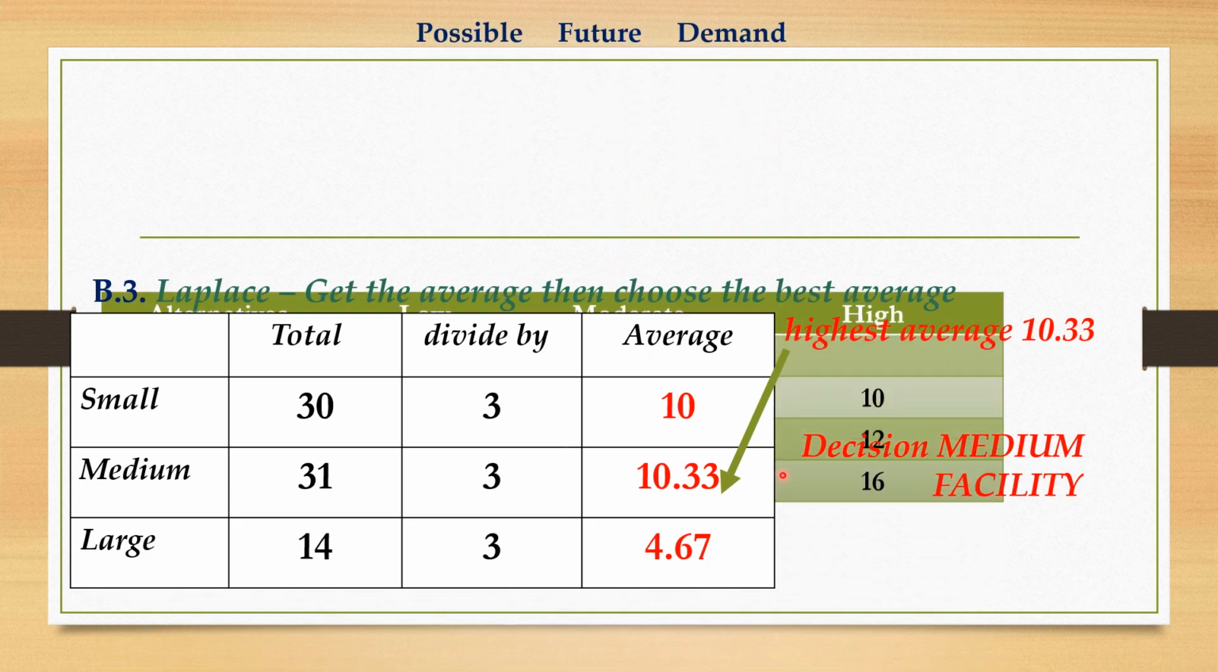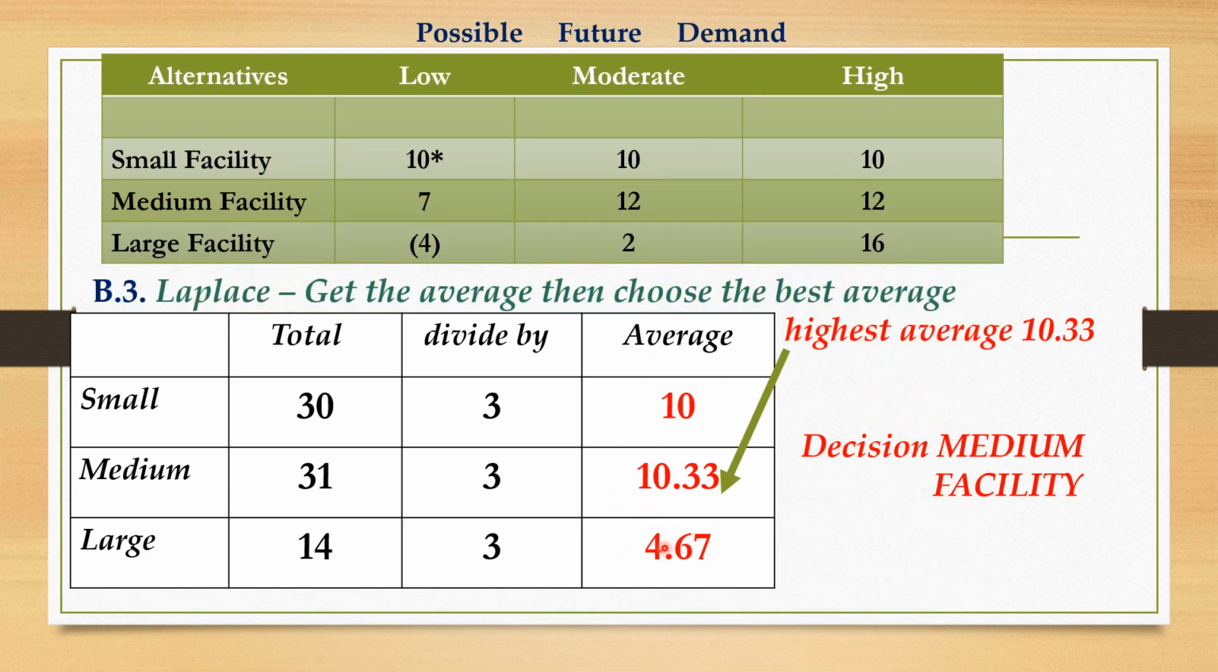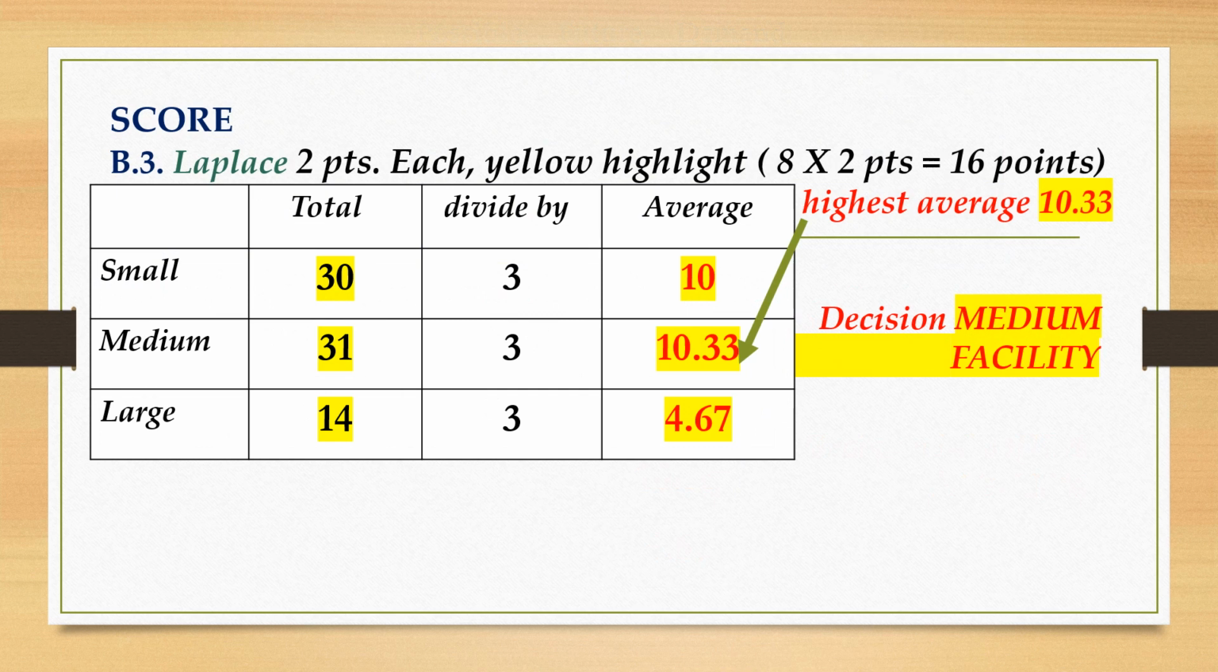Check your work. These are the averages that we had computed, and the highest average is 10.33. That corresponds to medium-sized facility. Check your answers for B.3. All with yellow highlight will be given 2 points each. So that's why all in all, the total score is.